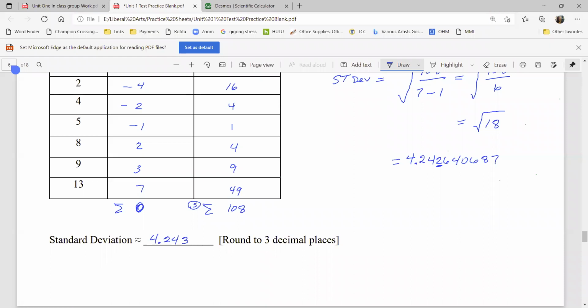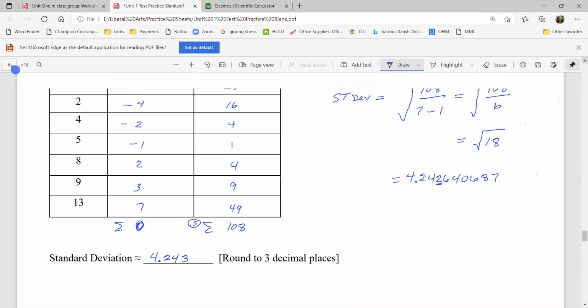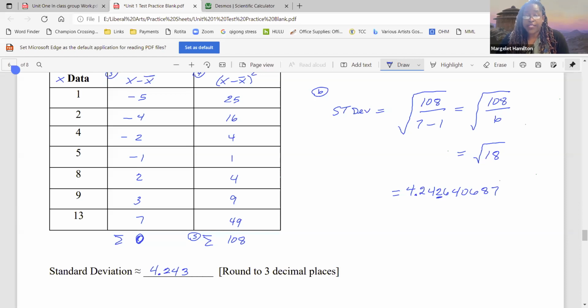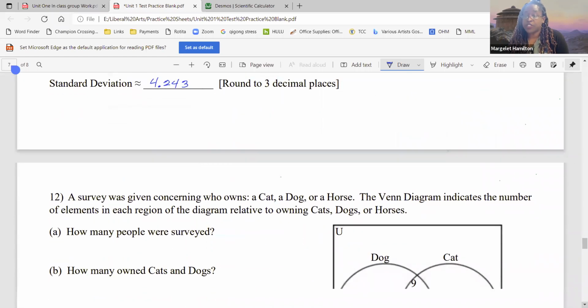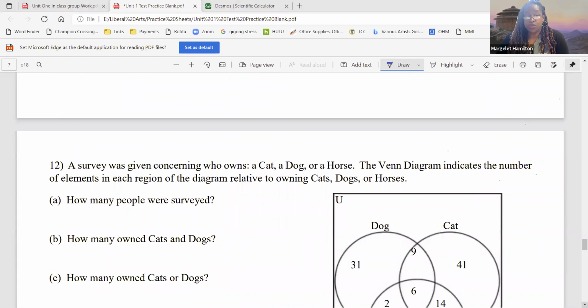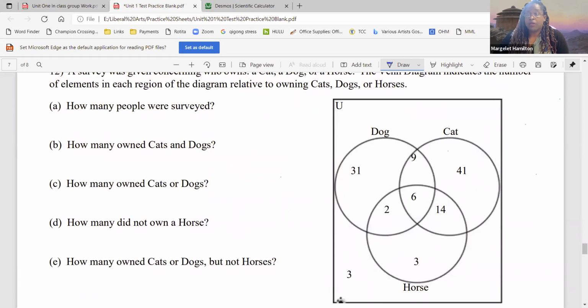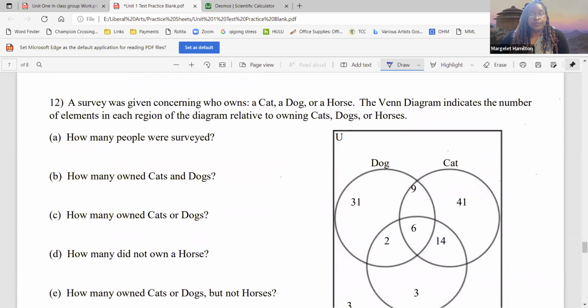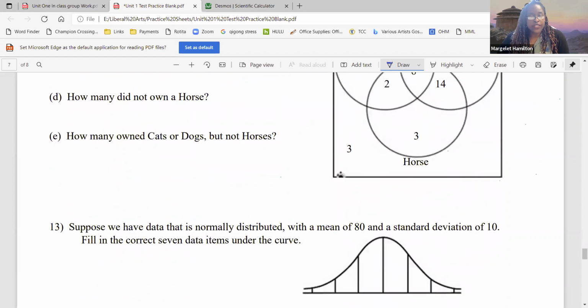No, ma'am. Okay. Now on the test, they may give you a chart like this and ask you to fill in these numbers, and then put your answer down here, rounded to whatever. It may be set up like that as well. So make sure you're filling in the numbers correctly if that's what they want you to do. All right. Number 12.